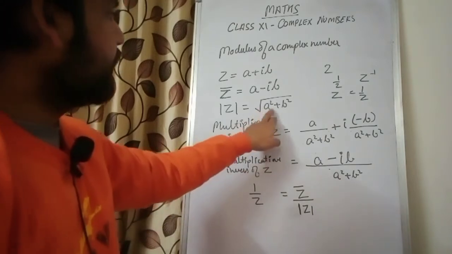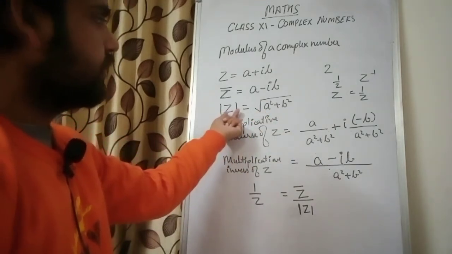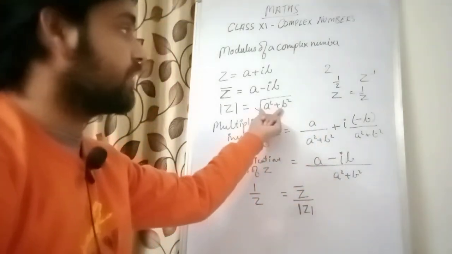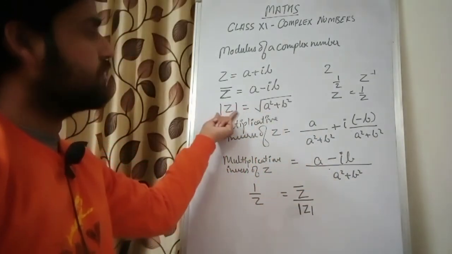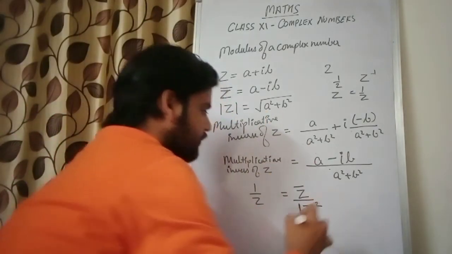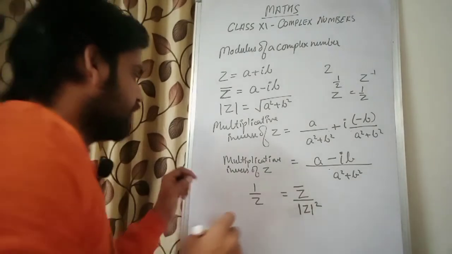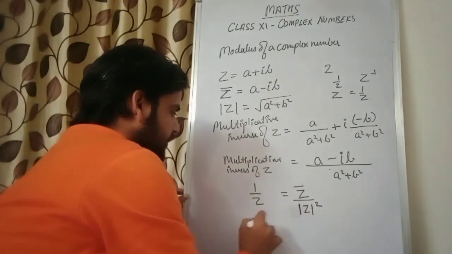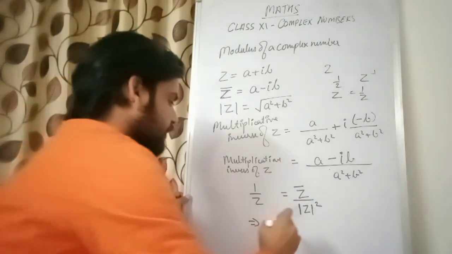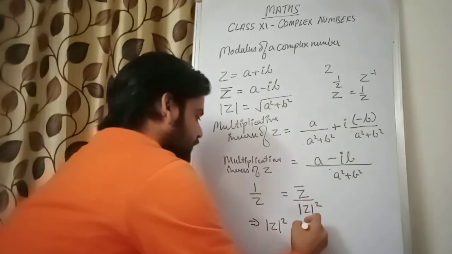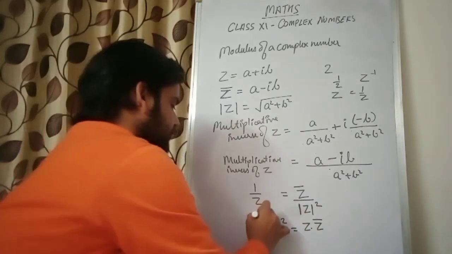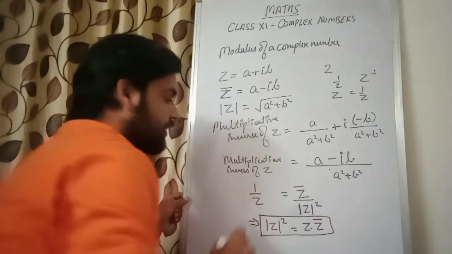So now see, root of a square plus b square is what? Mod of z. But here I have a square plus b square. It means I have to find the square of this thing. So ultimately we have to find the square of this mod. So we can say mod of z whole square. Okay. So now we can shift this. This can be given above on the left hand side, and this z will go and get multiplied. So z into z conjugate. So this is the very important relationship that you have.